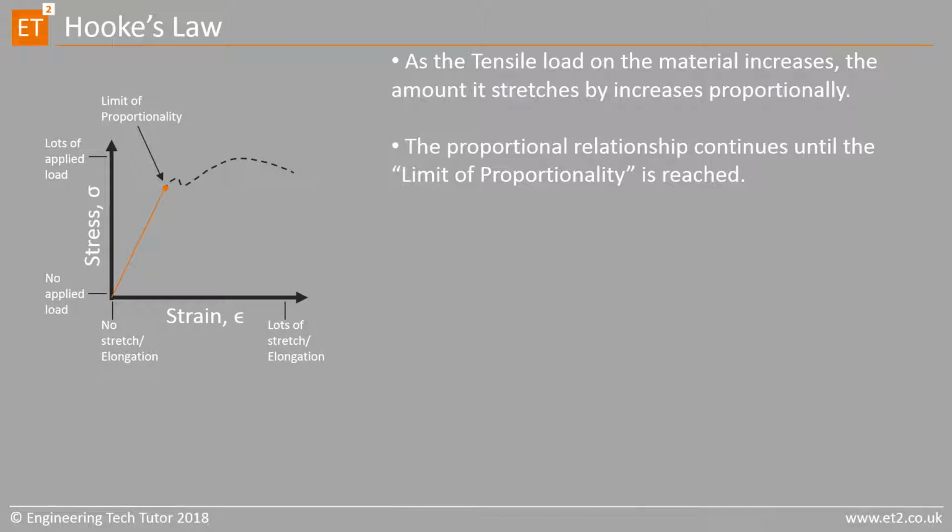That relationship will continue until you reach a point called the limit of proportionality, beyond which you start to get plastic deformation in the material, which is something we'll come on to in a later episode. But if we concentrate today just on the orange line, where stress and strain are proportional, then it allows us to calculate strain in the material. The proportional relationship, as I said, is known as Hooke's law, and it only applies to the orange section. Hooke's law does not apply beyond that.